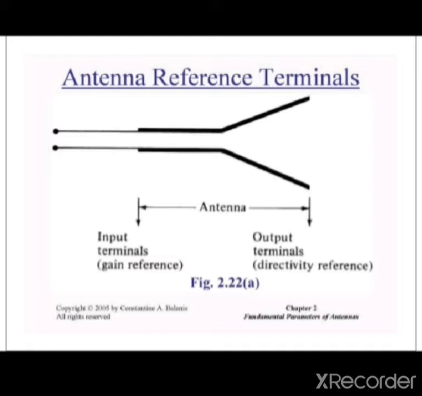Then automatically you will get the standing wave ratio, that is S is equal to 1 plus gamma by 1 minus gamma. Then what do you get from 1 plus gamma by 1 minus gamma?